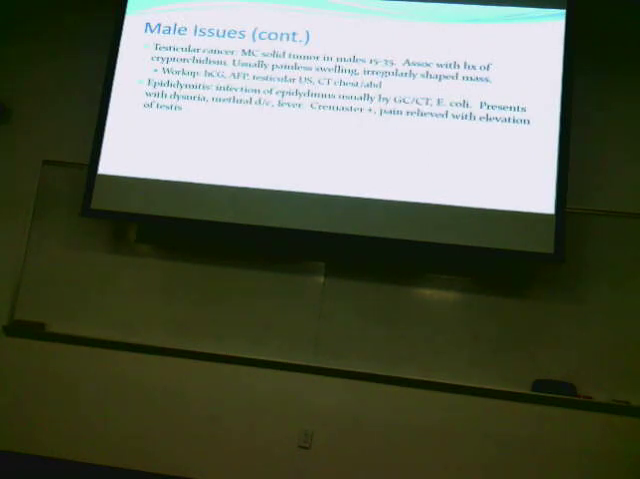Testicular cancer is the most common solid tumor in guys ages 15 to 35. It's associated with history of cryptorchidism. Usually it's painless swelling and irregularly shaped mass. You want to work this up with a beta HCG, AFP, testicular ultrasound, and CT chest and abdomen. Epididymitis, this is going to be infection of the epididymis, and it's usually caused by gonorrhea or chlamydia, and sometimes E. coli. So you can present with a lot of urinary symptoms, dysuria, urethral discharge, and fever.